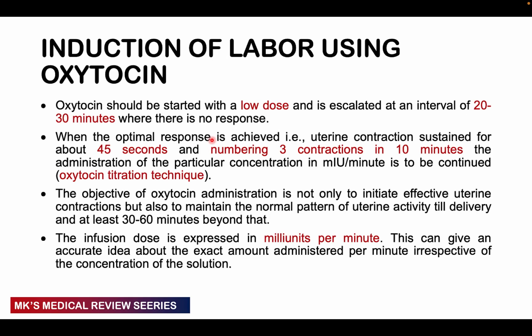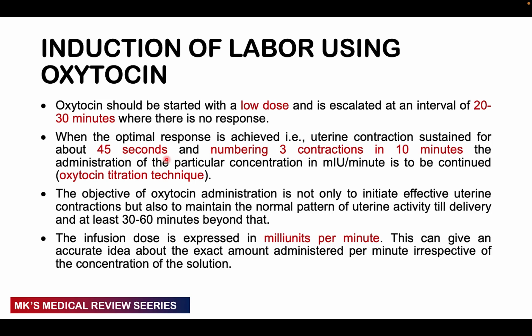For the induction of labor using oxytocin, we want to pretty much start at a low dose, and then we escalate it at intervals of 20 to 30 minutes where there is no response. And when you get this optimal response, meaning when you get these uterine contractions that are lasting about 45 seconds, meaning they're moderate contractions, or you have 3 of them in 10 minutes, then the administration of oxytocin is continued at that particular rate. Like I said, that's the oxytocin titration technique.